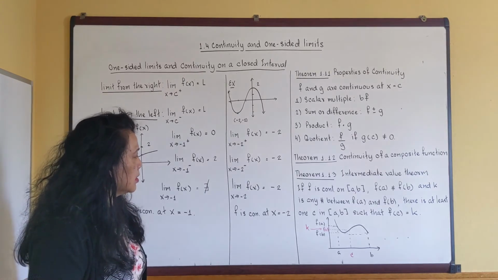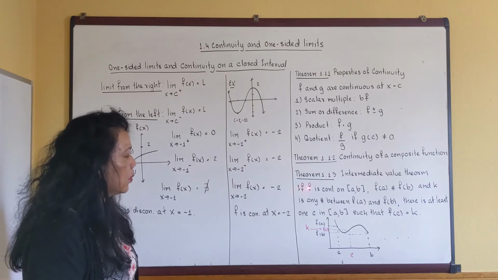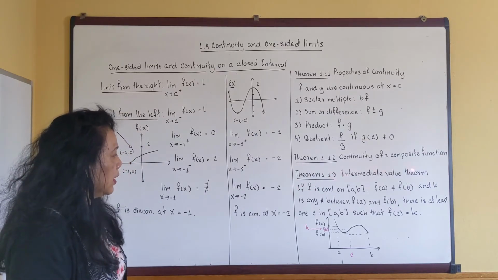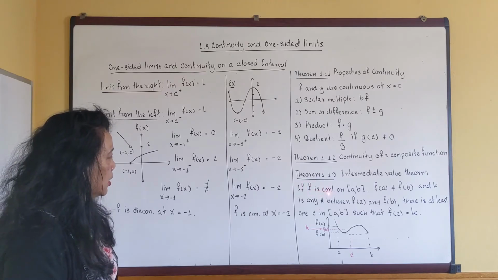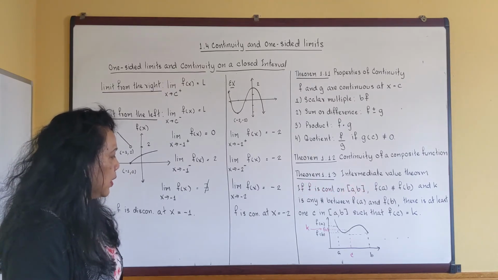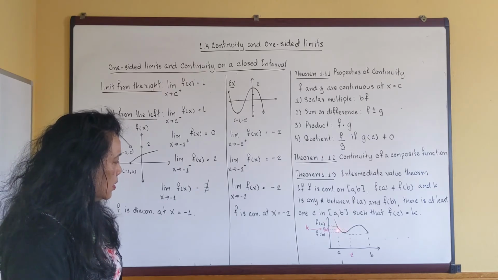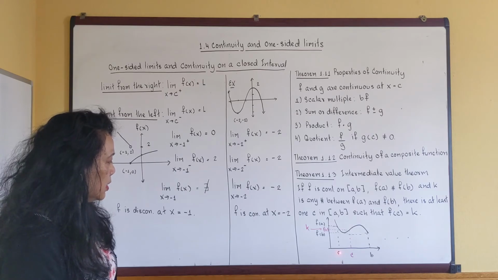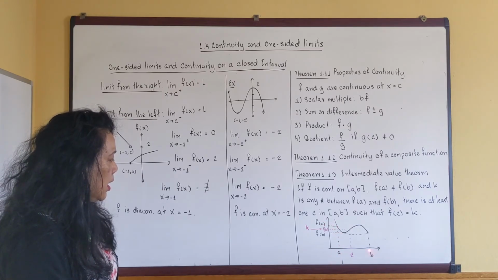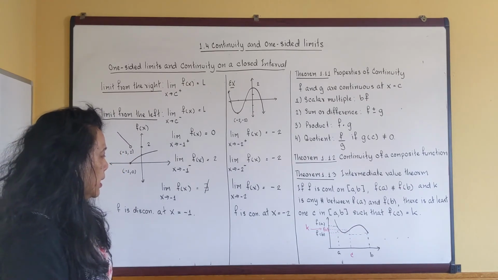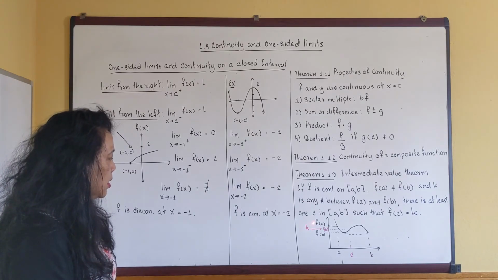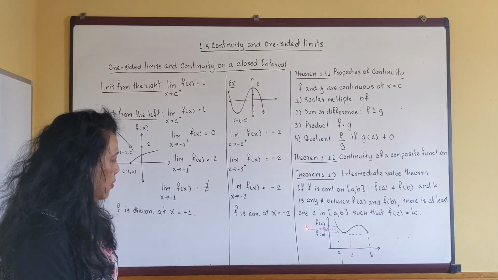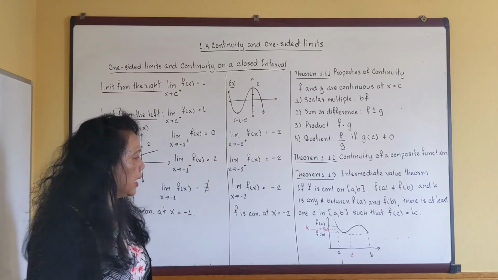The last theorem here for 1.4 is Theorem 1.13, the intermediate value theorem. If f is a continuous function on a closed interval [a, b], so I have a function here that is continuous on a closed interval a and b, and f of a is not equal to f of b. So this is my a, so f of a is over here. I have my b, f of b is over here. And they're not equal. And k is any number between f of a and f of b. So I have k here, between f of a and f of b.